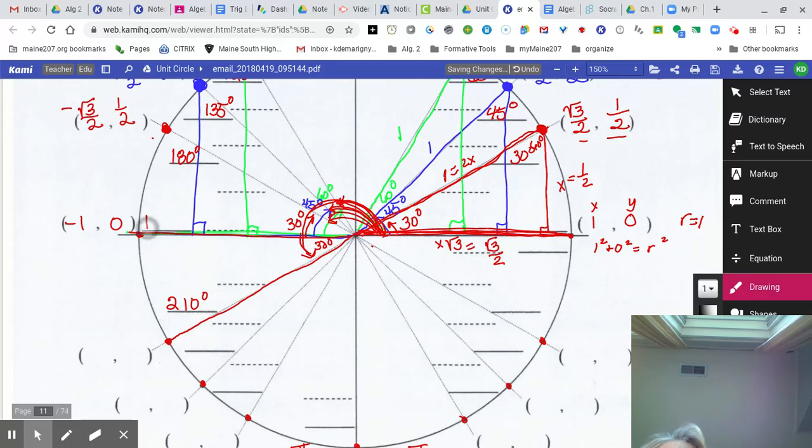Now I left this one out. This one is 180 degrees. I see I've got a mistake here. 135 plus 15 is definitely not 180 degrees. So let me erase this little piece and then we'll go back and correct that. So 135 plus the 15 more is going to make this one 150 degrees. Sorry about that. Make sure you change that in your notes.